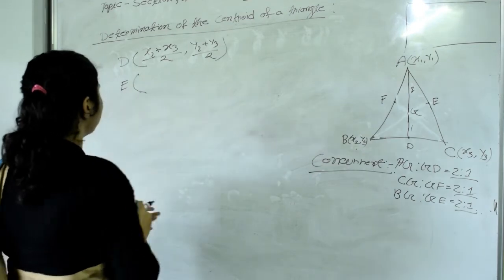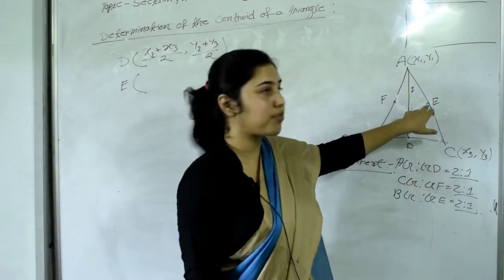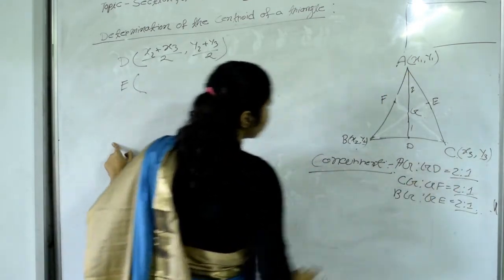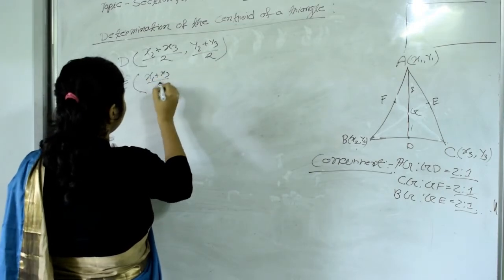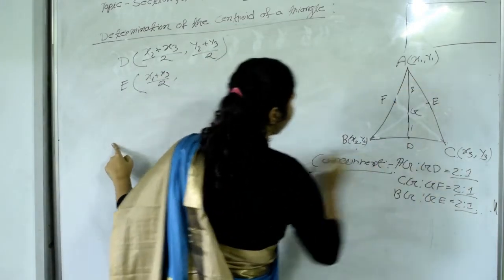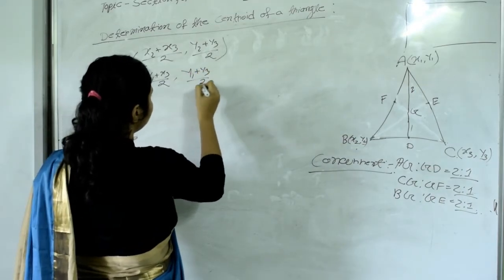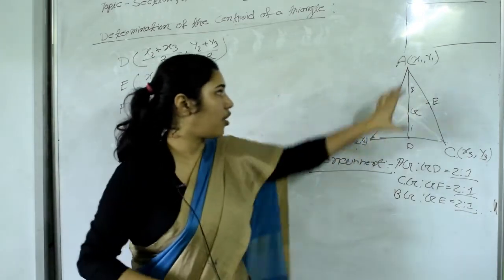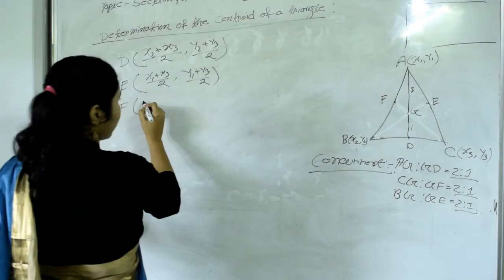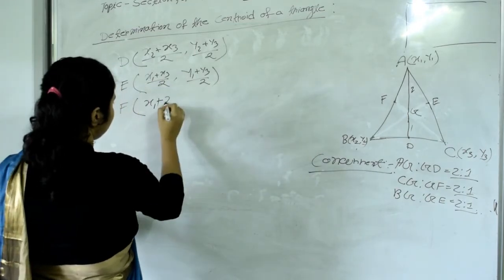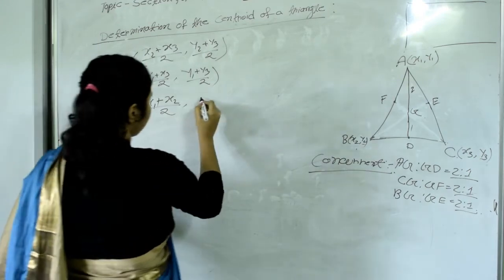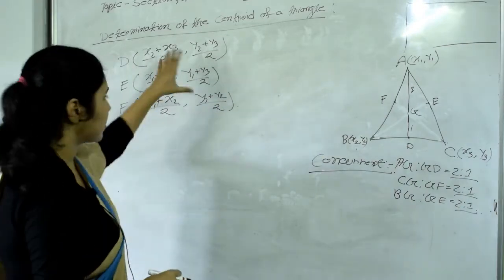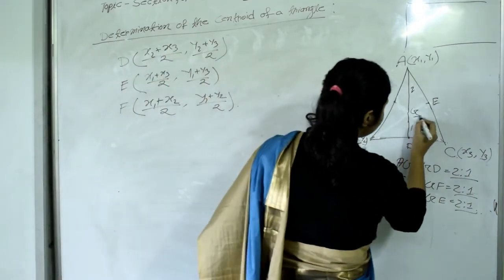Again tell me the coordinate of the point E, where E is the midpoint of AC. Then the coordinate of E is (x1 plus x3) by 2, comma (y1 plus y3) by 2, and same for the point F. F is the midpoint of A and B. Then the coordinate of F is (x1 plus x2) by 2, (y1 plus y2) by 2. Okay, is this clear?